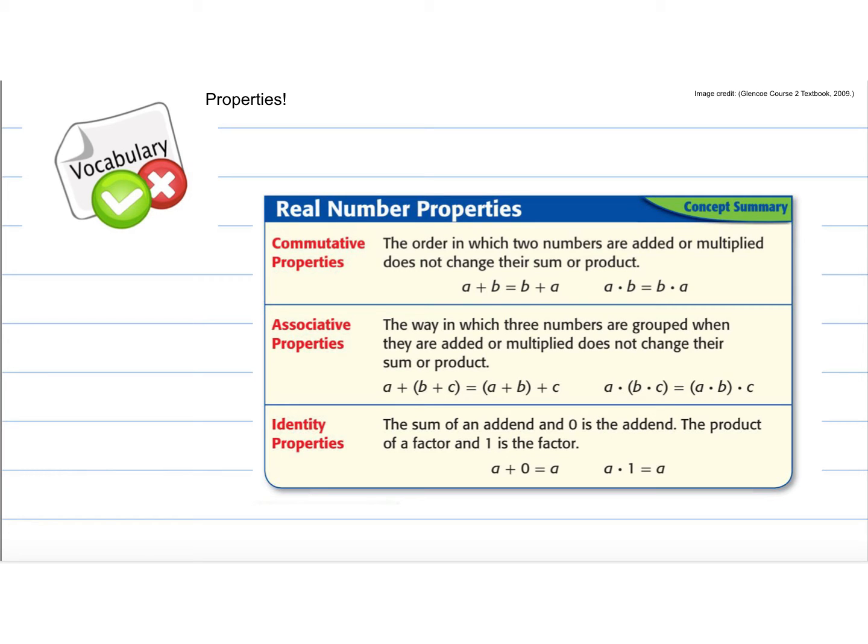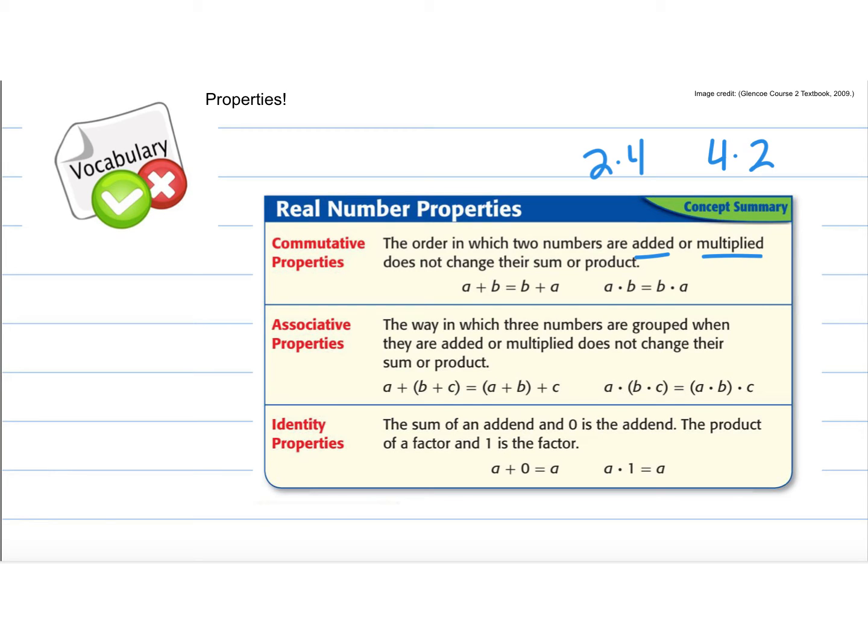More properties that we need to have written down, so make sure you have these copied in your notebook. The commutative property states that the order in which two numbers are added or multiplied, and it only applies for those two operations, does not change their sum or product. So when you are adding numbers, you can change the order. For example, 5 plus 3, we could also do 3 plus 5, and we would end up with the same answer. And that's the same thing with multiplication. We could do 2 times 4, or we could do 4 times 2, but either way, we're going to end up with the same answer.